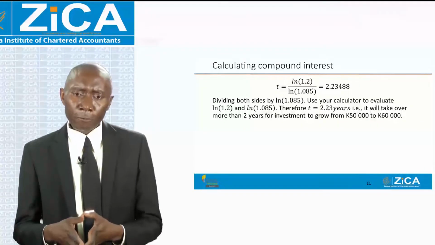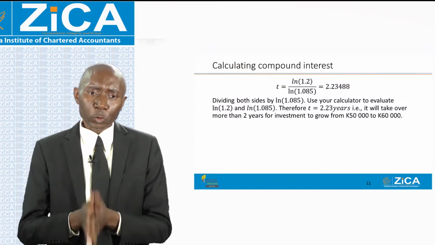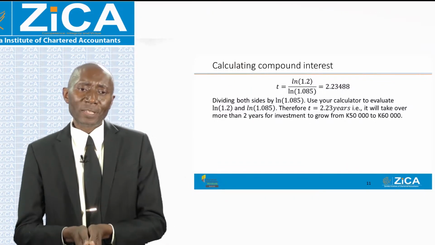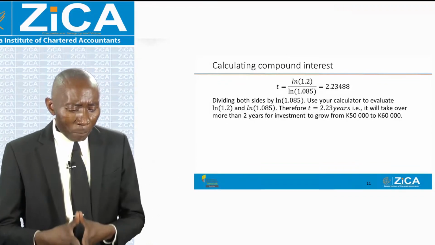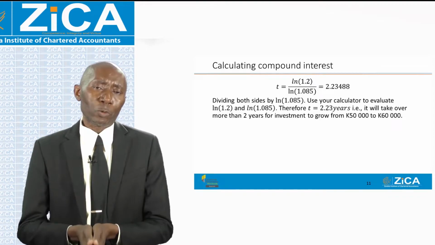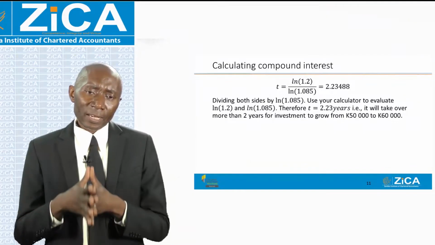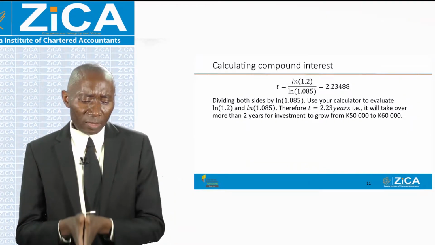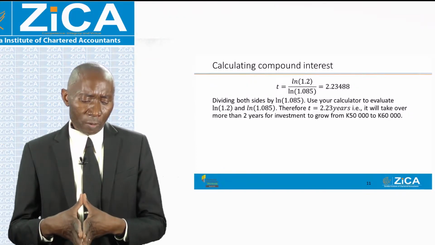And it will give you 2.23488. But give your answer to two decimal places or one decimal place. Now, the most interesting part is that your calculator has all those things inbuilt. Use the calculator to get the natural logarithm of 1.2 and the natural logarithm of 1.08.